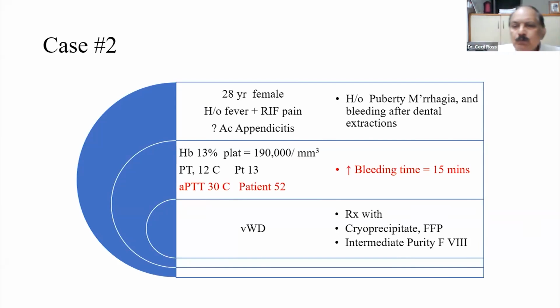We use intermediate purity factor 8, that has factor 8 plus von Willebrand factor in it, and then you treat that patient with this intermediate purity factor 8, and then you manage the bleed. Okay, surgery or whatever. Okay.